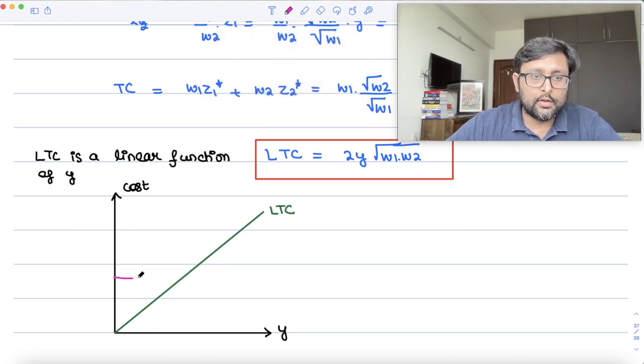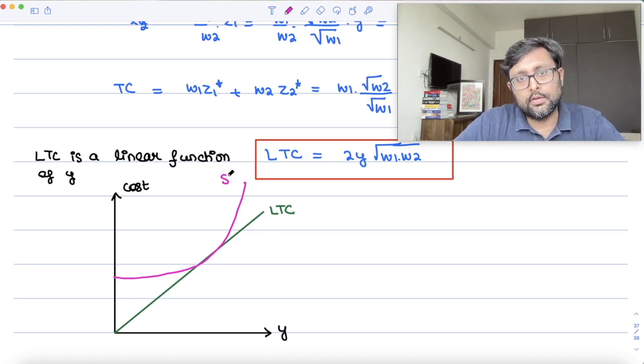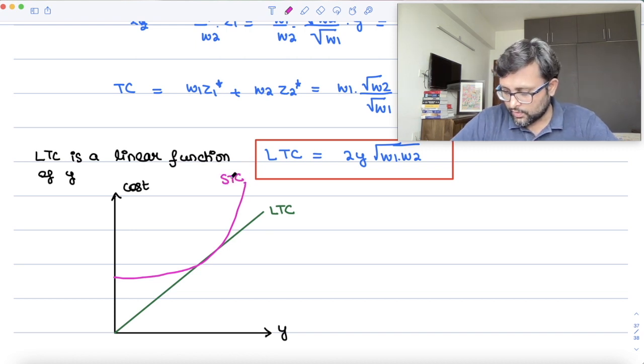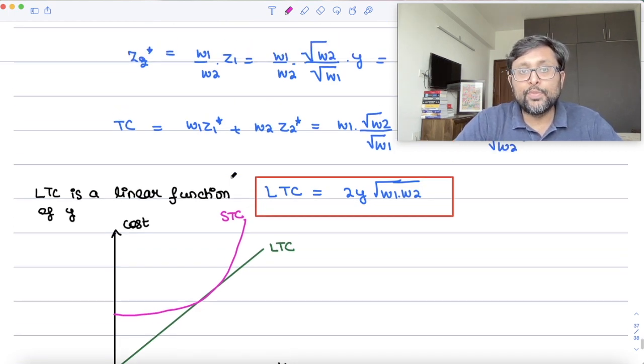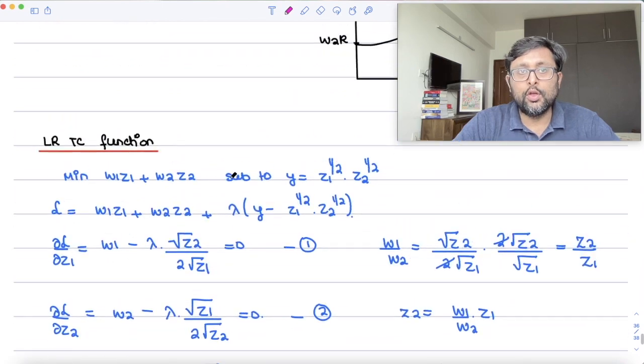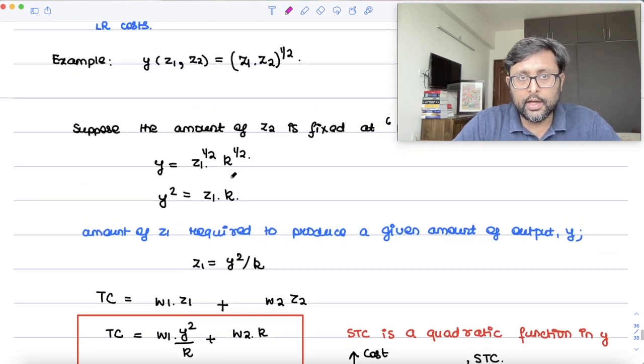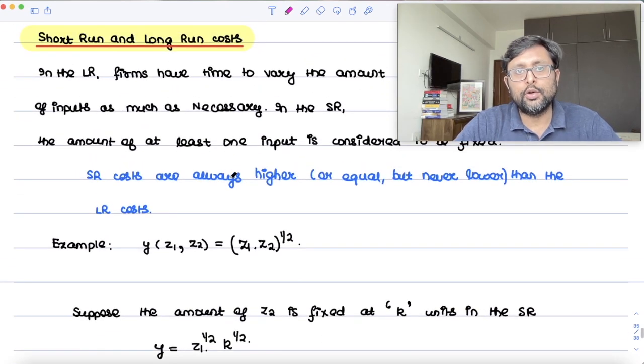So you have this thing as the long run total cost function, and this thing as the short run total cost function, right? So your long run total cost function is a linear function of y, but the short run total cost function is a quadratic function of y.